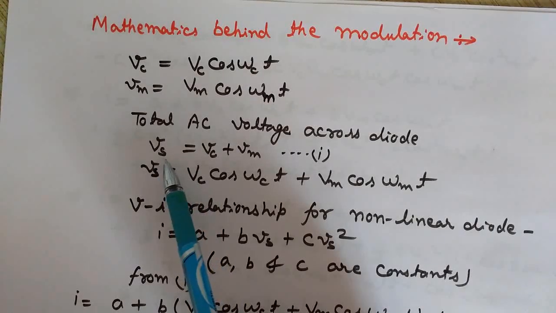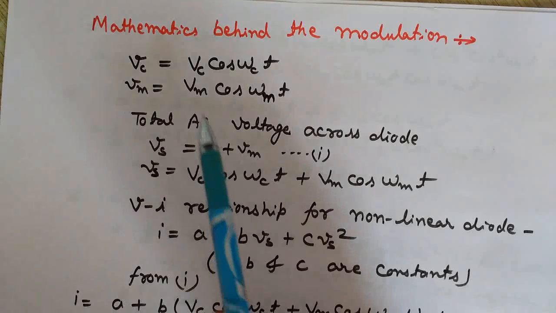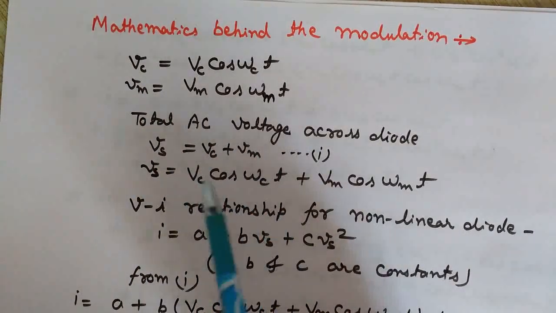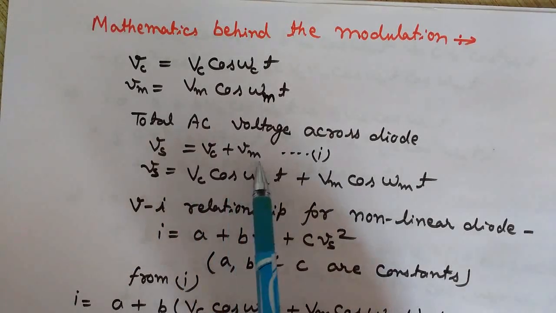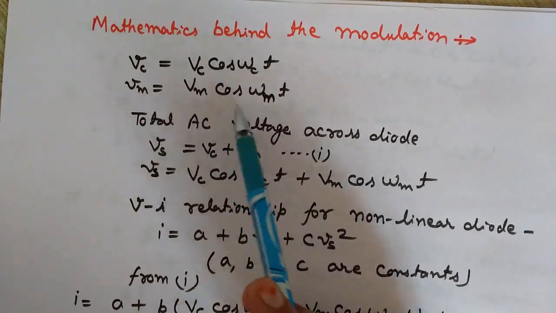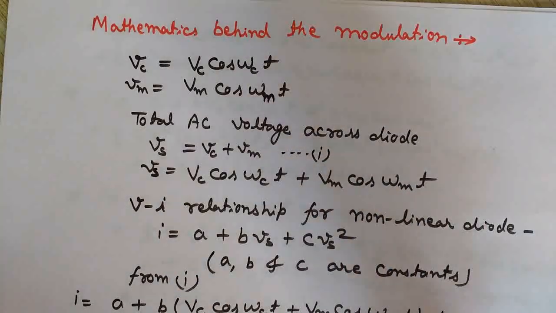So let's call this total voltage Vs, so Vs is equal to Vc plus Vm. This whole voltage is applied, so just put the values of Vc and Vm from here. Vc is Vc cos omega ct and Vm is Vm cos omega mt. So Vs is the combination of these two voltages.